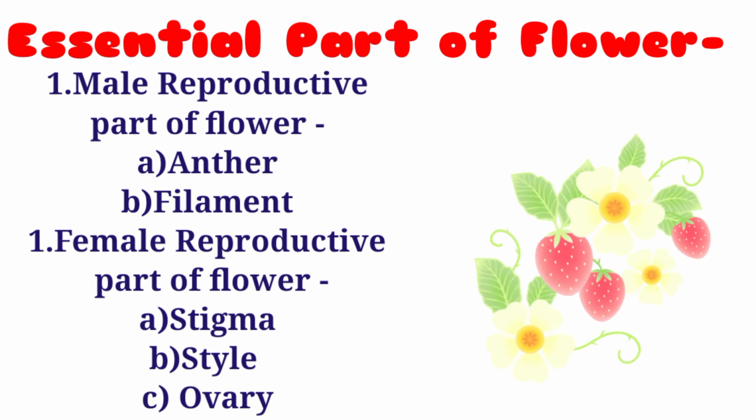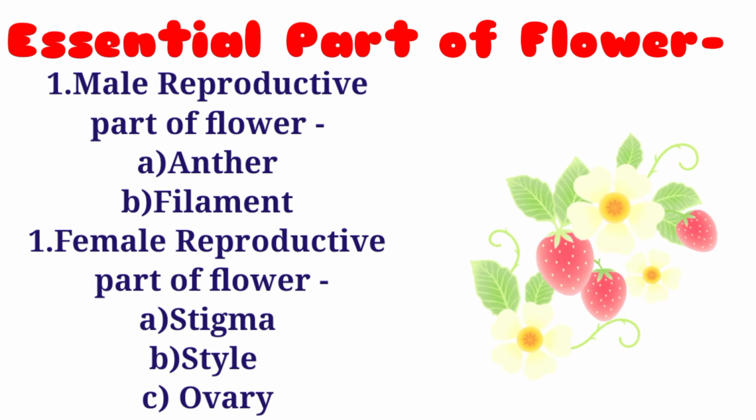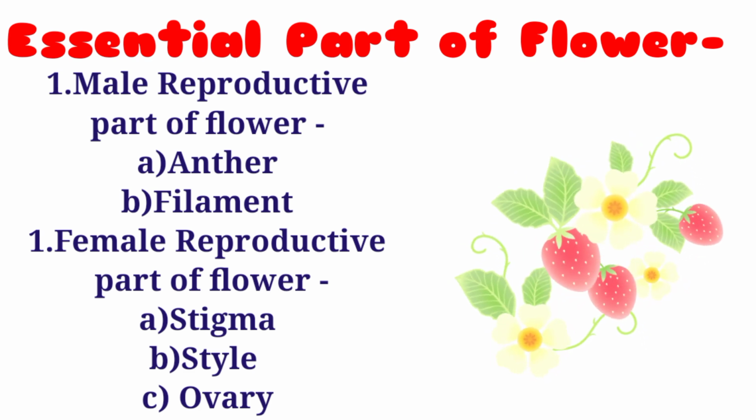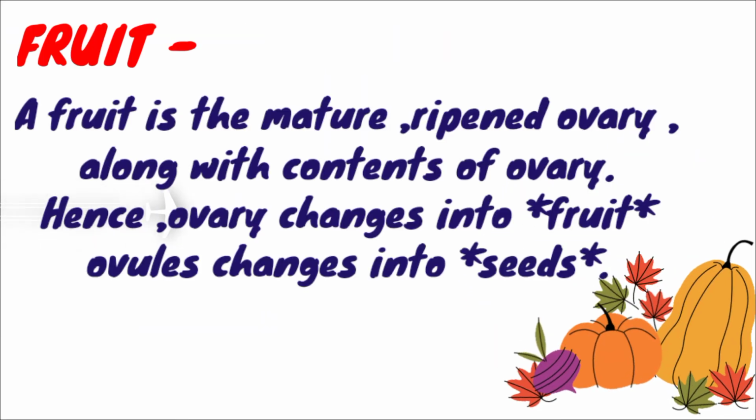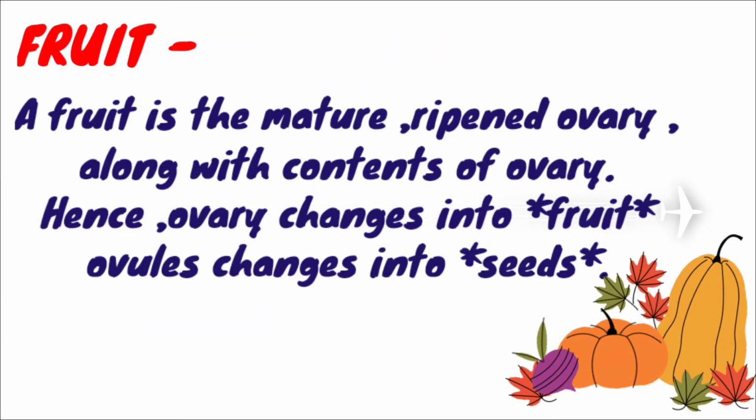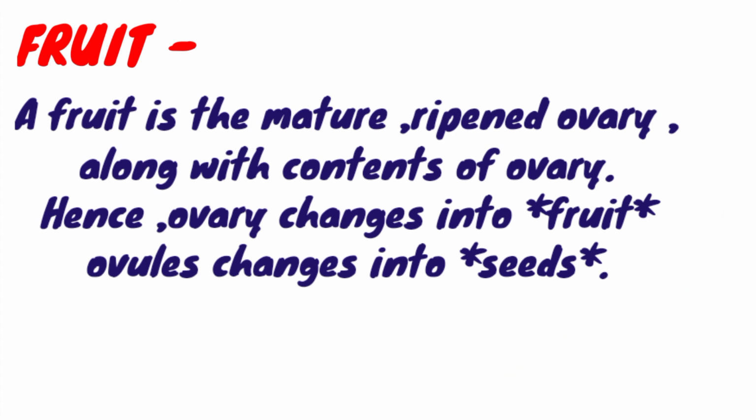Therefore the male reproductive part of the plant consists of anther and the filament, and the female reproductive part of the flower consists of the stigma, style and ovary. Then comes the fruit. Ovary changes into the fruit and ovules change into the seeds.